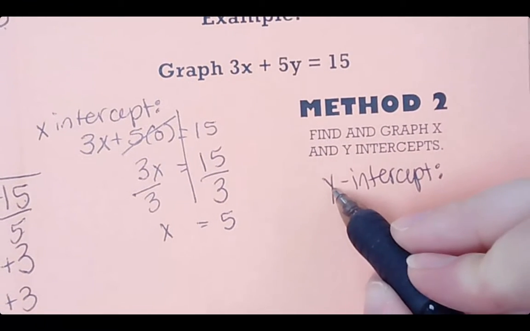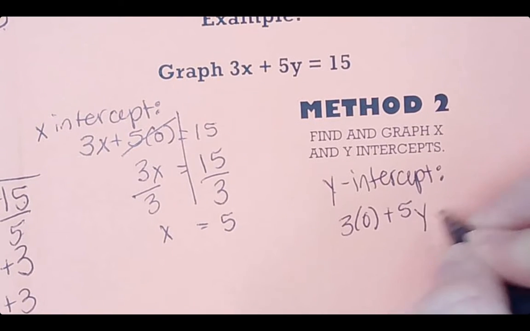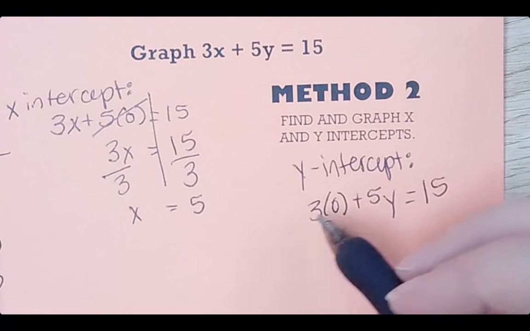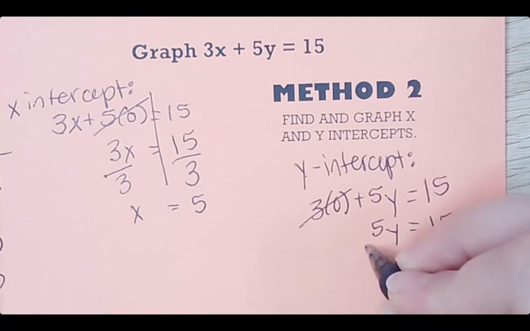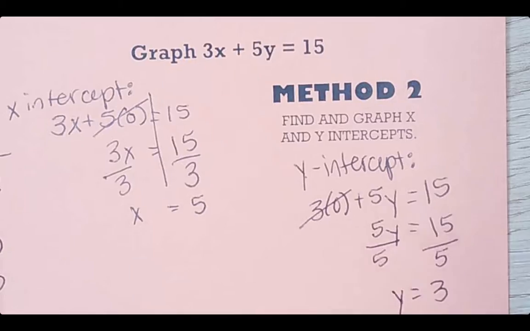Okay, then your y-intercept. We're going to solve for y, so we need to plug in 0 for x. So I'm going to plug in 0 here. Whenever I do that, 3 times 0 is 0. So I just have 5y equals 15. Divide by 5. Y equals 3.